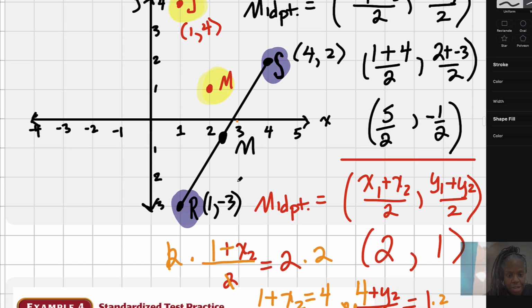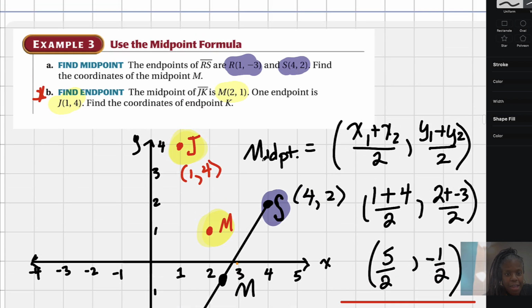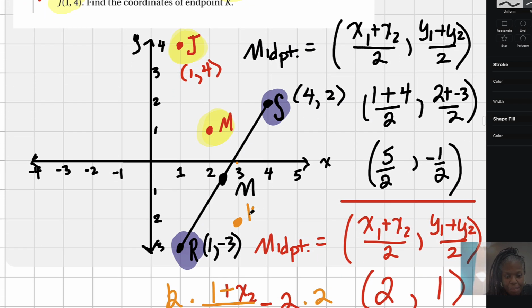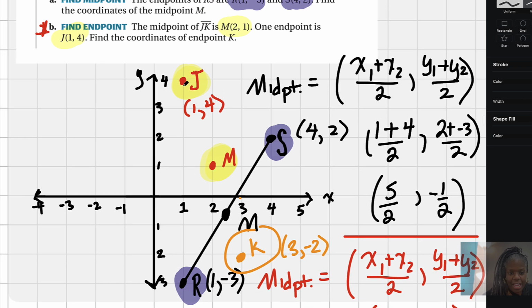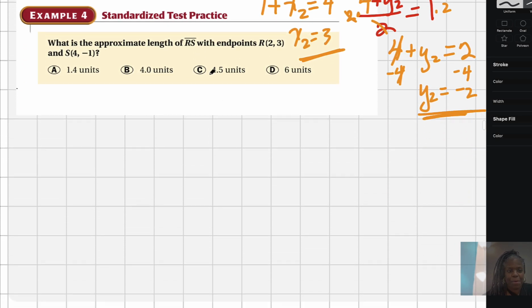So I go over to 3, go to -2, and here's this endpoint. Let's call the endpoint K. Endpoint K is at 3 and -2. And you can see that indeed, that looks about right. Let's go ahead and look at this next example.